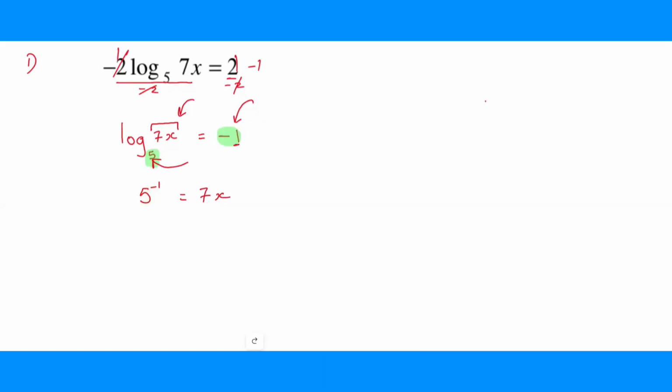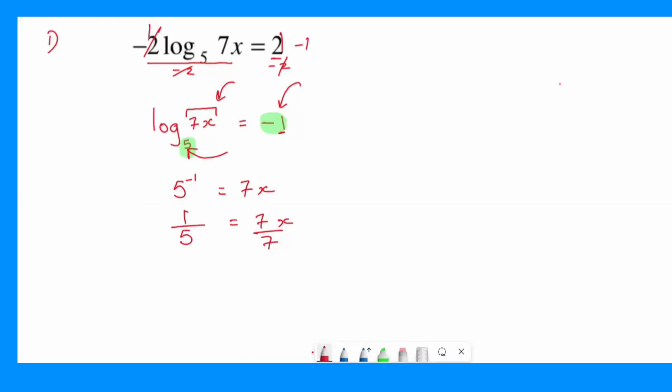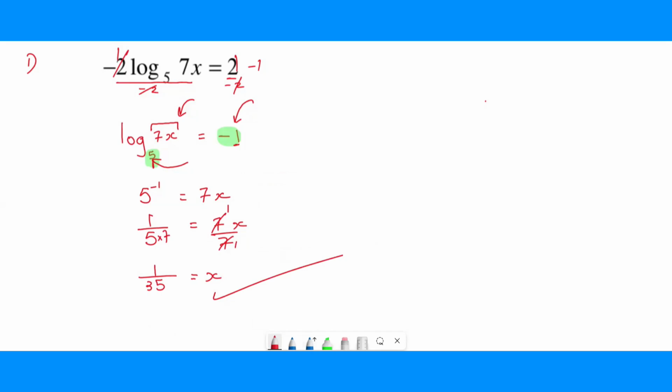5 raised to the -1 really means 1 over 5, okay? So 1 over 5 is equal to 7x. In an effort to find x, we just divide both sides by 7. Because the 5 is in the denominator, under here we'll have 5 times 7. So this is basically 1 over 35, and the 7 cancels itself, 1 times x is actually x. So there it is, x is equal to 1 over 35. And that's our first question.